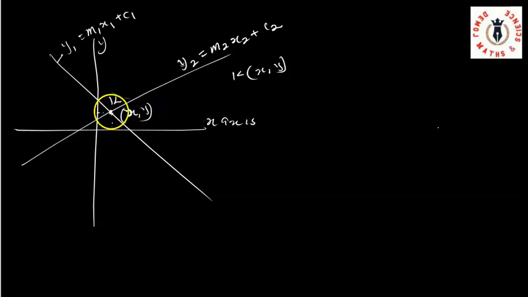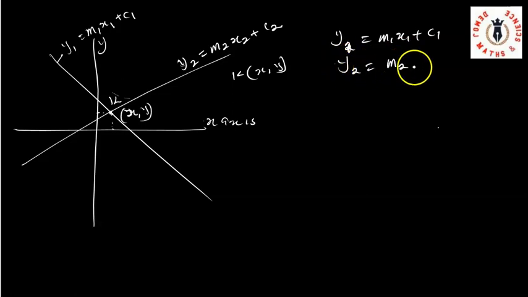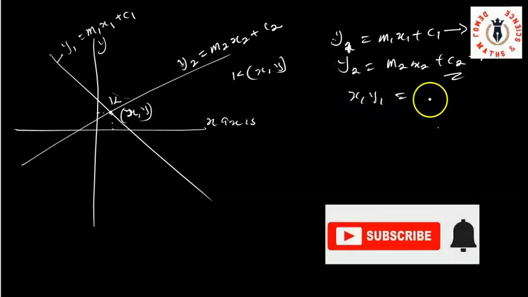The easiest way to find this is to solve simultaneously. That means I have two equations, y1 equals m1 x1 plus c1 and y2 equals m2 x2 plus c2, and the point is where both y and x for both equations are equal. That is the point where x1, y1 is the same thing as x2, y2. Now, let's get started with our question.